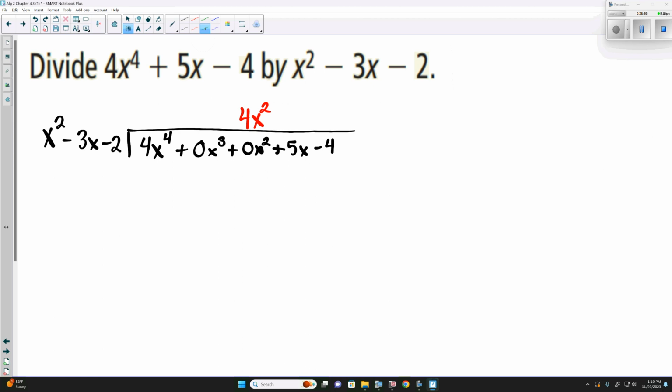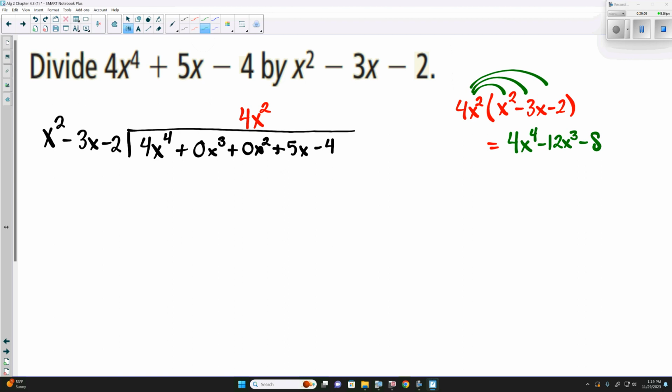Now we can do the multiplication, so we'll say 4x squared times our x squared minus 3x minus 2. And at this point, we'll do our distributive property. 4x squared times x squared is 4x to the fourth. 4x squared times negative 3x is negative 12x cubed. And 4x squared times negative 2 is negative 8x squared.